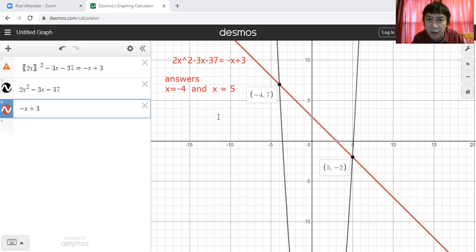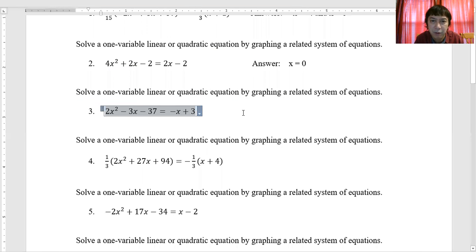So the answers are x equals negative 4 and x equals 5. There are two answers because the one variable equation involves a quadratic second degree term. So you expect a two valued x there. So these are the answers for number 3. So we can now return to our previous screen there, and you can type it there.